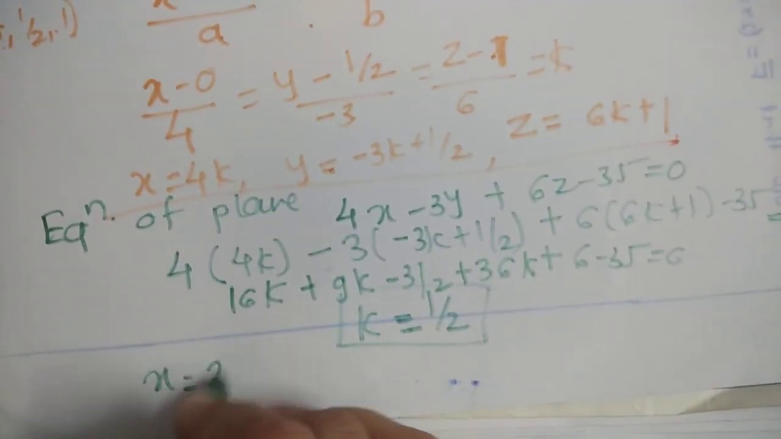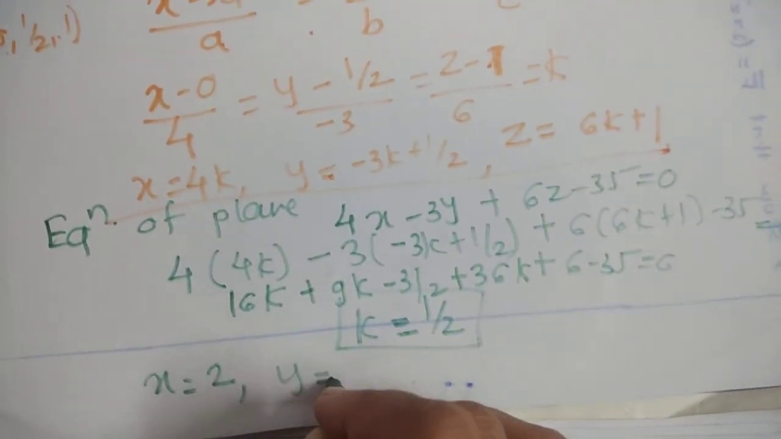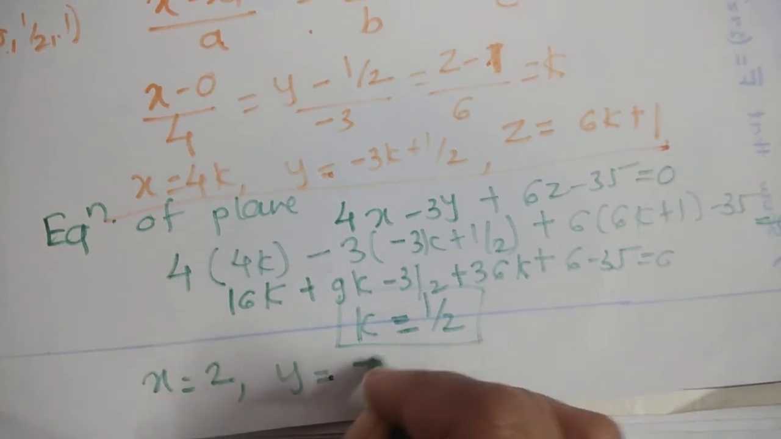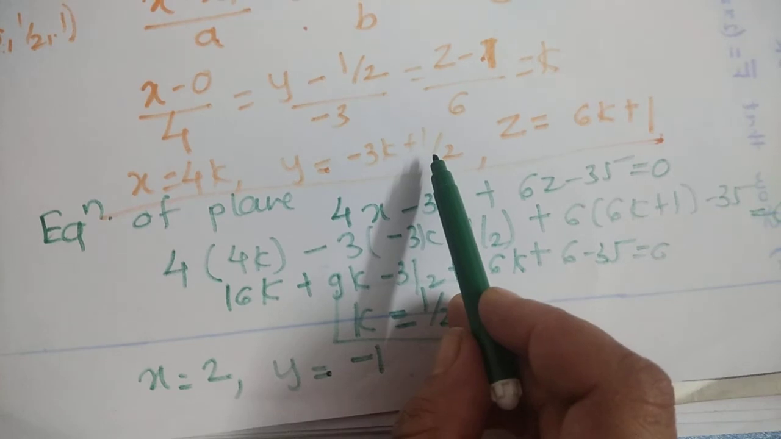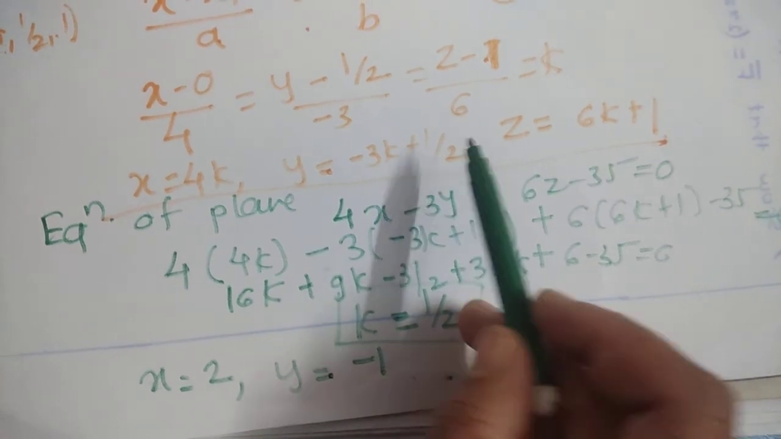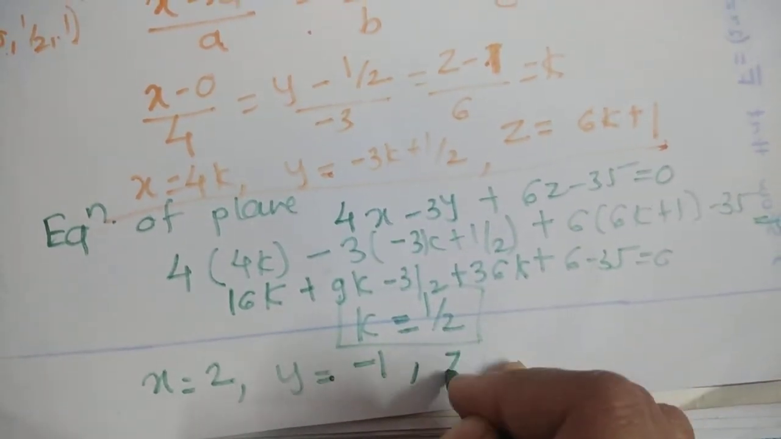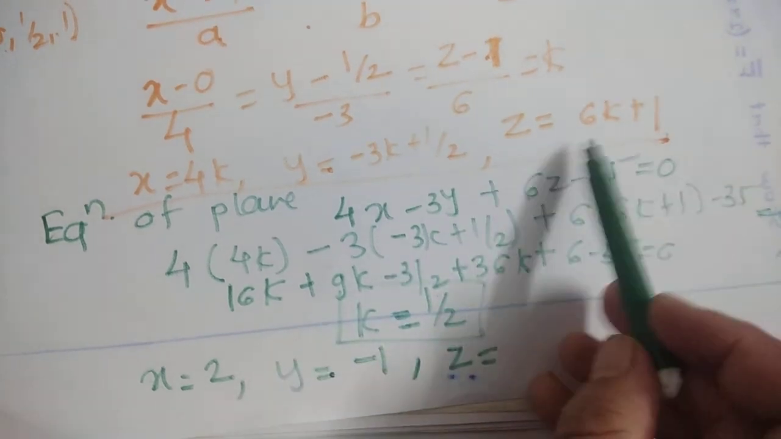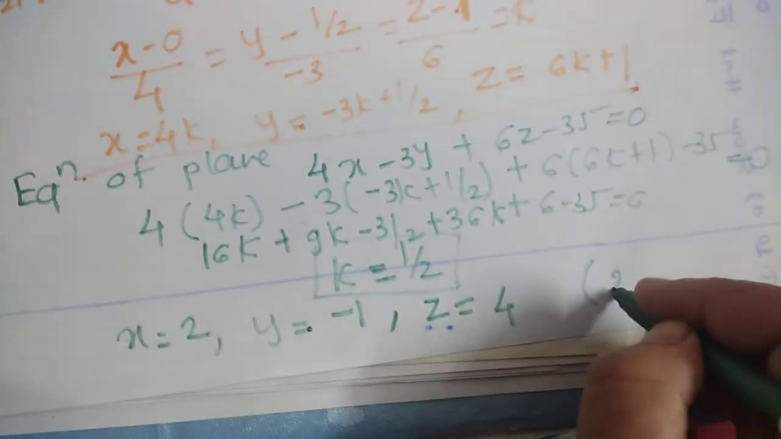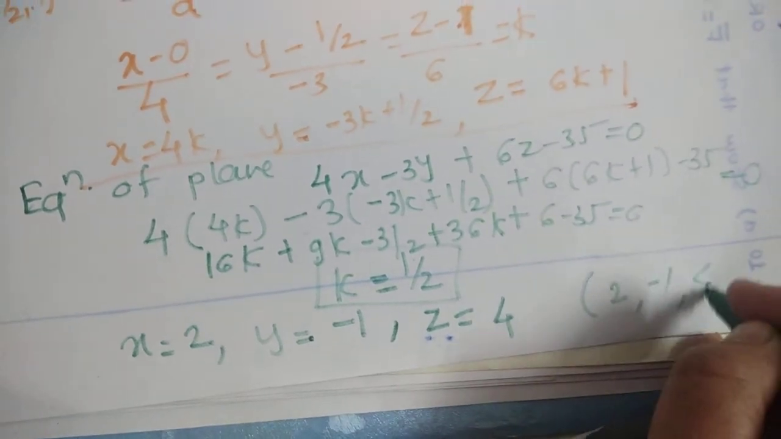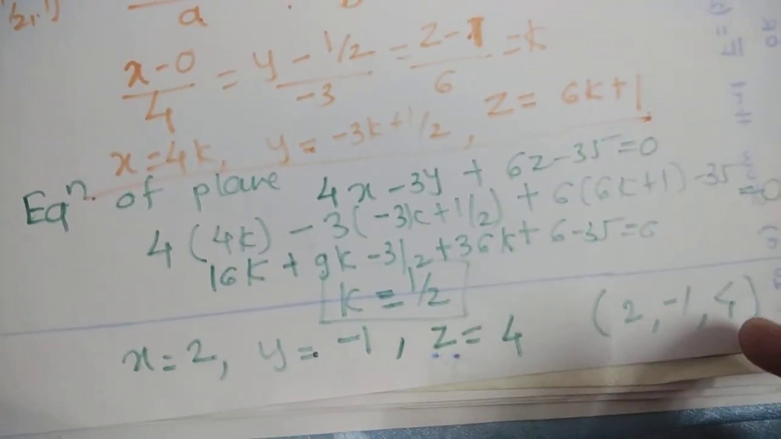So what is the value of x? 4 by 2, that means x is 2. Y is equal to minus 3 by 2 plus 1 by 2, which is minus 1. And putting k equal to 1 by 2 in z gives 4. So the point of contact is 2, minus 1, 4.